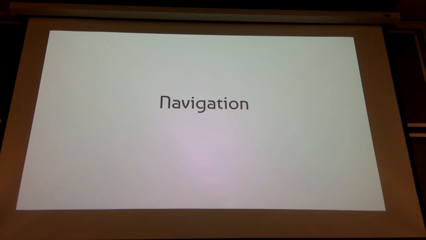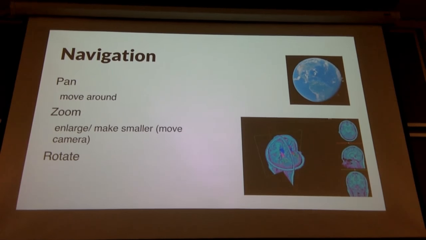So now I want to talk a bit about navigation. Like navigation, at least in 2D, we have pan and zoom, which are the most important animations. So pan is moving around that plane, and zooming is enlarging or making something smaller. Or if you think about it from a computer graphics perspective, to move the camera of your scene. And then if you have a 3D object, you can also rotate.